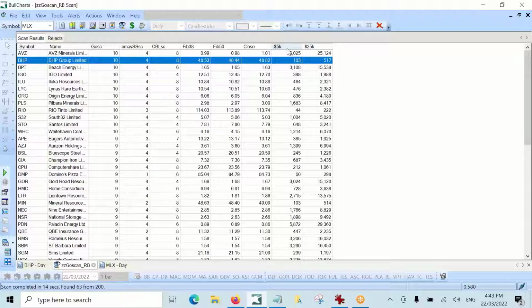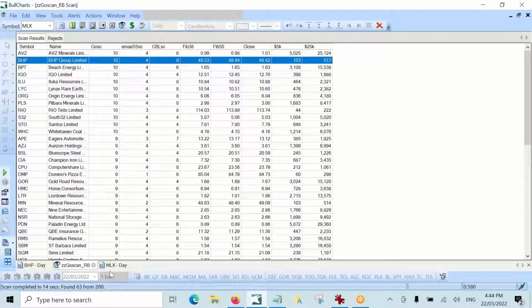I also like, these are my sort of basic parcels of 5,000 and 25,000. BullCharts will calculate that for me, so I don't waste time getting my calculator out. Other people's risk management, I could incorporate this into this as well.